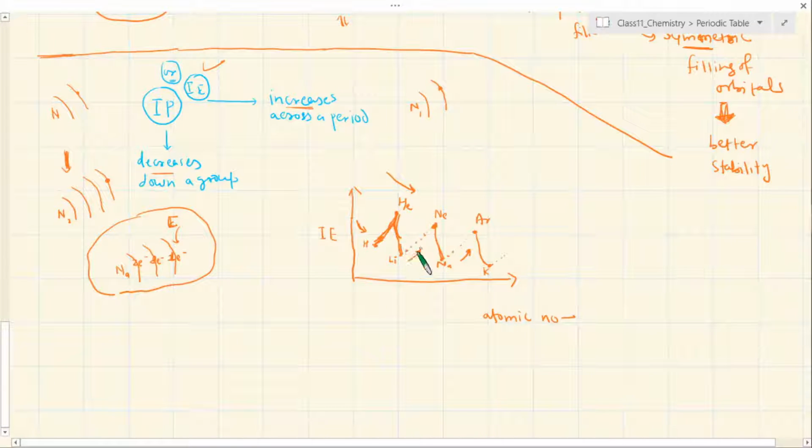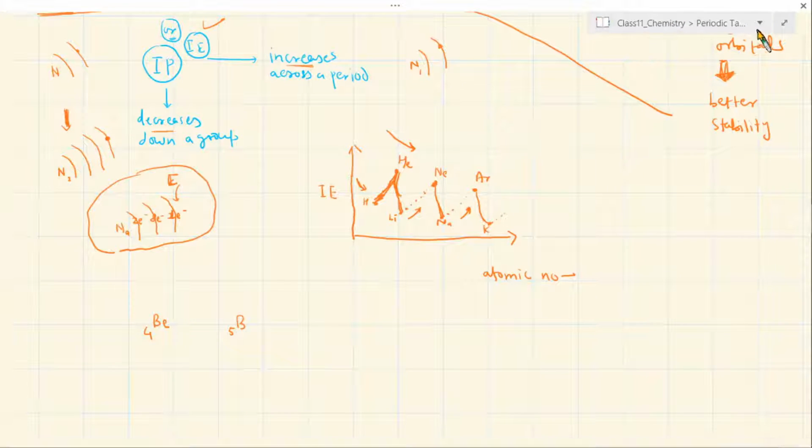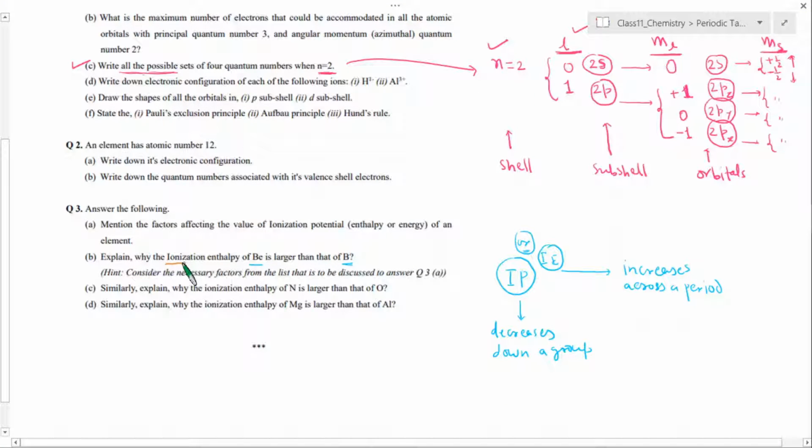But if you try to blow up the structure here, look at the beryllium. Beryllium has atomic number 4 and boron has atomic number 5, correct? So as the atomic number increases in this direction, ionization potential should have increased. But your question says the ionization potential of beryllium is higher than that of boron, which means there is something different here.